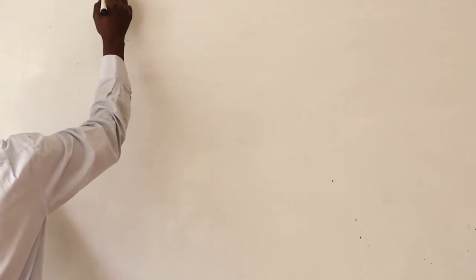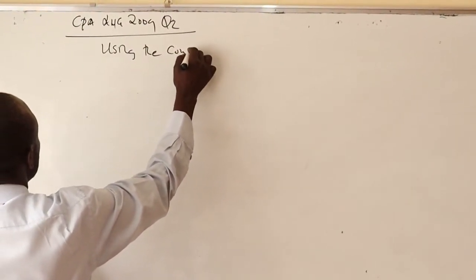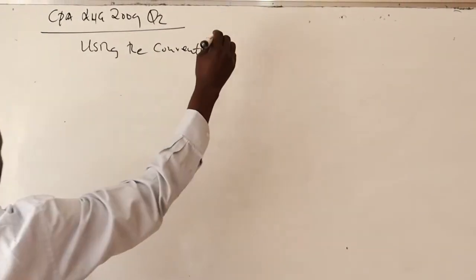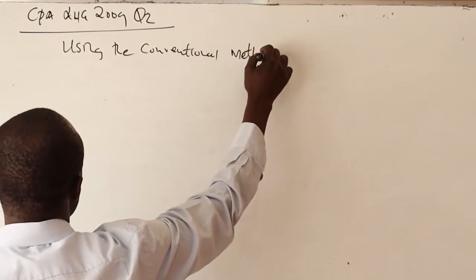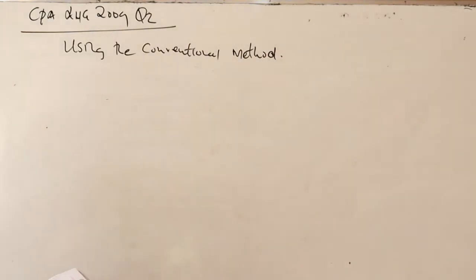Required: one, calculate the cost per unit for each product using the conventional method. Two, calculate the cost per unit for each product using ABC principles. And three, state the reasons for the differences between the 2 methods. So we're going to do part 1, using the conventional method. We said using the conventional method, you have one absorption rate.